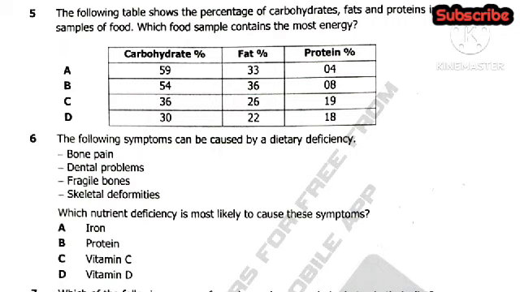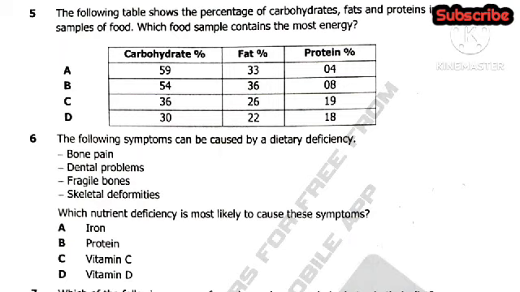The following table shows the percentage of carbohydrates, fats, and proteins in 4 food samples. Which food sample contains the most energy? Now, the problem is that people tend to forget that fats have higher energy than carbohydrates. Whenever somebody asks you about energy, all you think about is carbohydrates. You are forgetting that fats are more than twice richer than carbohydrates in terms of energy. One mole of fats will give you 39 kilojoules. One mole of carbohydrates will give you 17. So fats are much richer than carbohydrates. So the answer here is B.